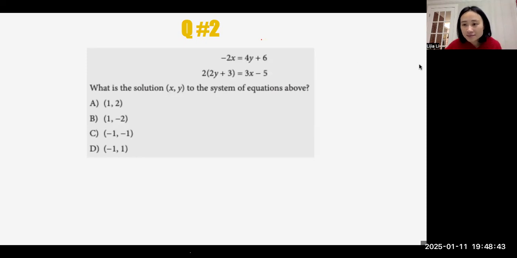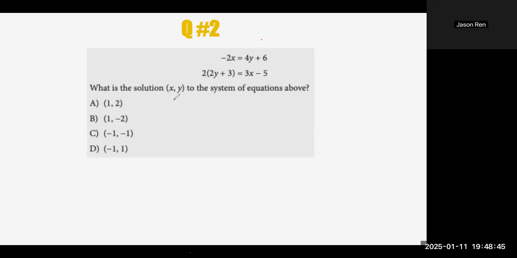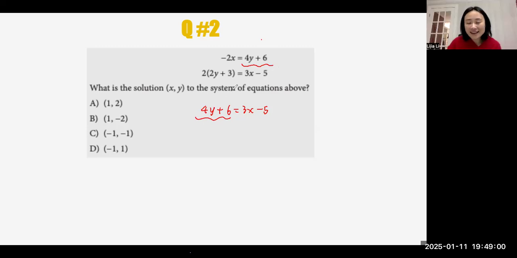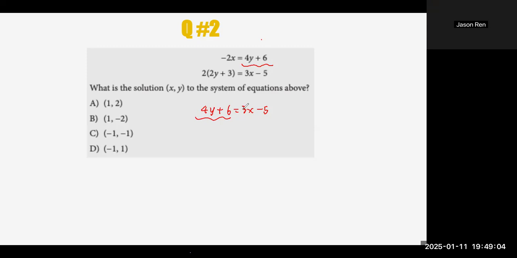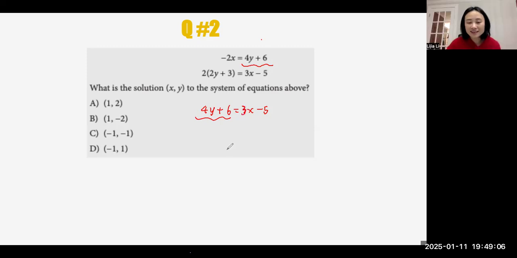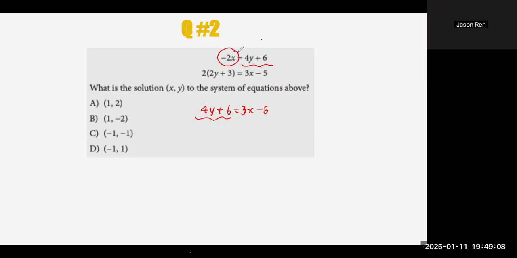All right, so you first expand the second equation. Expand the parentheses into 4y plus 6 equals 3x minus 5. Then you will later get x equals, I think it's 4y plus 1 over 3 or something. You notice that these two are basically equal. Did you see that? There's a shortcut. So it just minus 2x equals 3x minus 5. Excellent. So we simply get this.